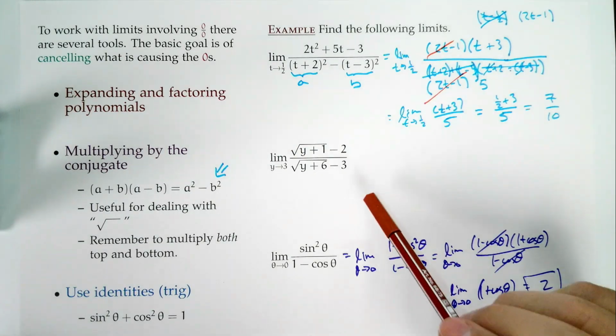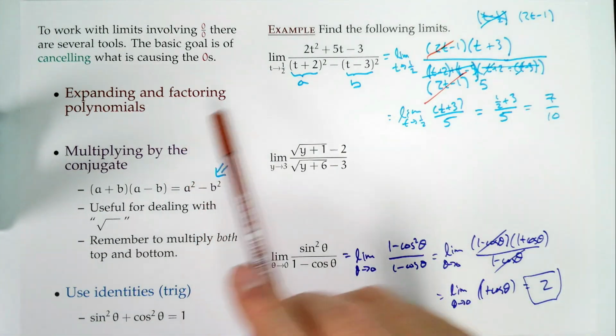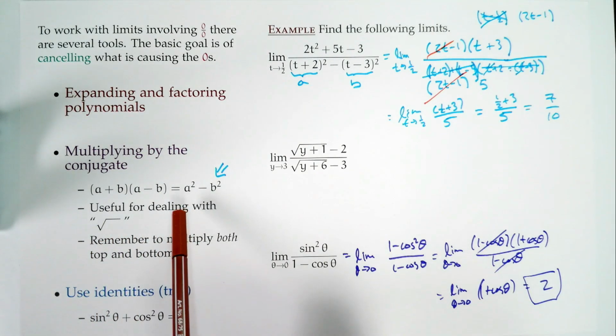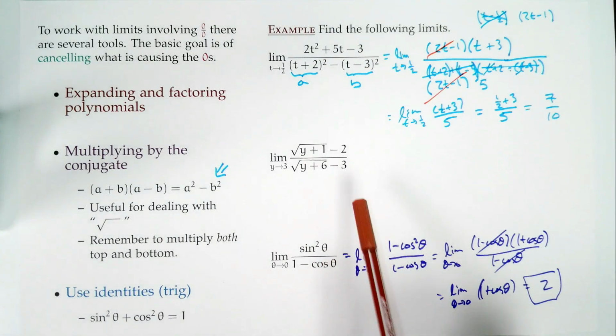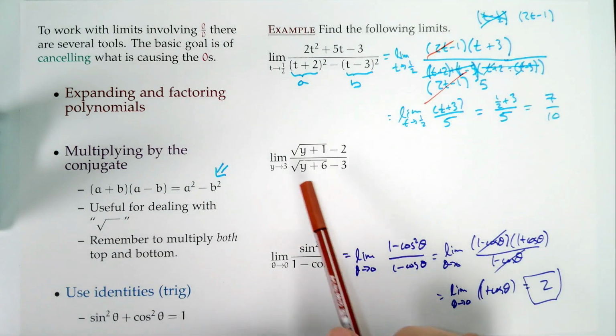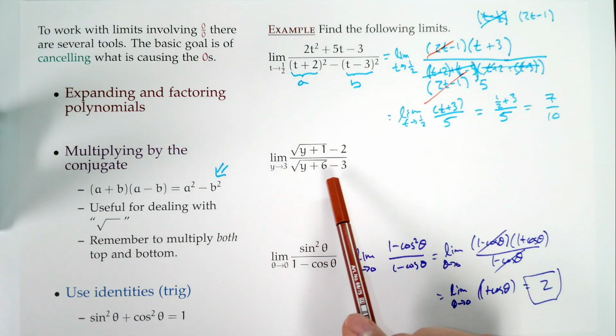Time to finish this last one, and this is going to be a good one. So we've done the expanding and factoring polynomials. We've done using the trig identities. Now we're going to do the multiply by the conjugate. It's useful for dealing with square roots, because we can square something. So here we have this example. We have the limit as y goes to 3, square root of y plus 1 minus 2, over square root of y plus 6 minus 3.